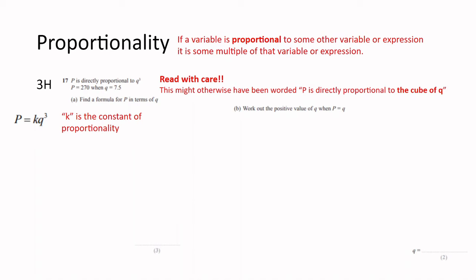Okay, now that we've got an equation, we'll substitute our values for P and Q into it. We're told that P is equal to 270 when Q is equal to 7.5. So if we've got those two values, we can work it through to figure out what K is. K works out to be 270 divided by 7.5 cubed, or simply 16 over 25, which gives me now a formula. The formula for P is that P is equal to this fraction multiplied by Q cubed. P is equal to 16 over 25 times Q cubed.